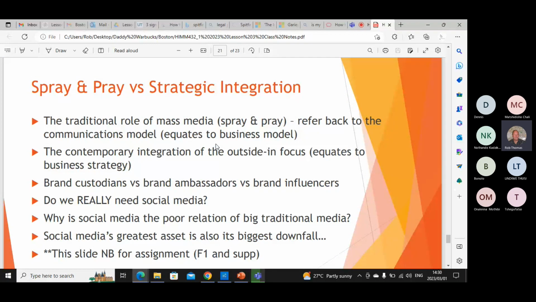Okay, so spray and pray versus strategic integration. The traditional role of mass media, which is spray and pray. So remember, think of the 50s. I place a 30-second advert on TV, a 30-second advert on radio, I do a big spread in the Sunday newspaper, and I do a billboard. So dad can see all those media on the way to work and home from work.